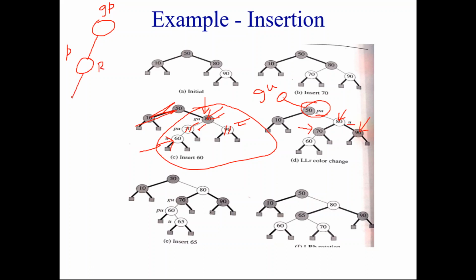Now you are adding a new node U. This U is also red in color, so it is an imbalance. Now you are checking the parent's sibling. His parent's sibling is black in color, either it is black in color or it is a nil node. Nil is also black. Now what you should do is perform a rotation on the grandparent.